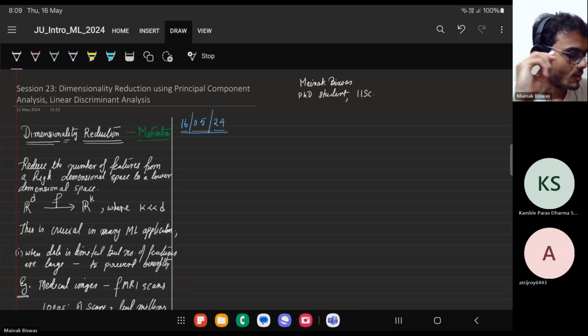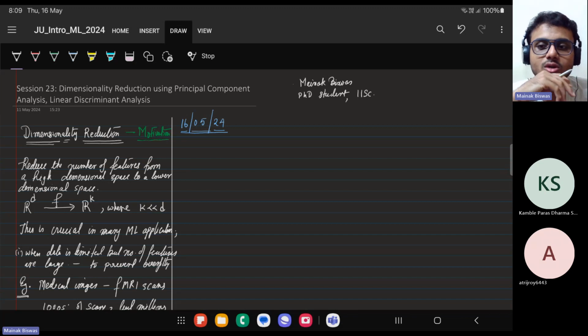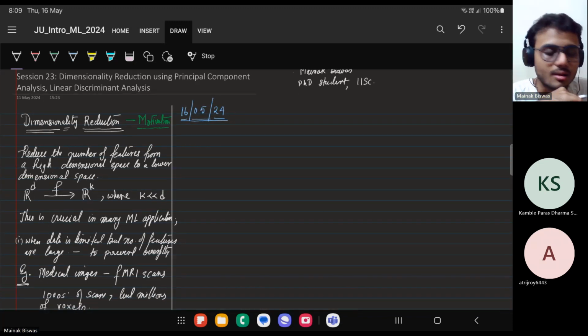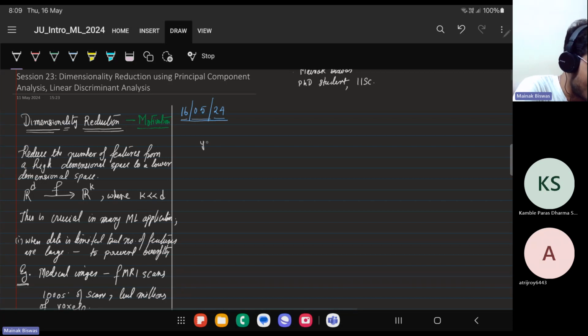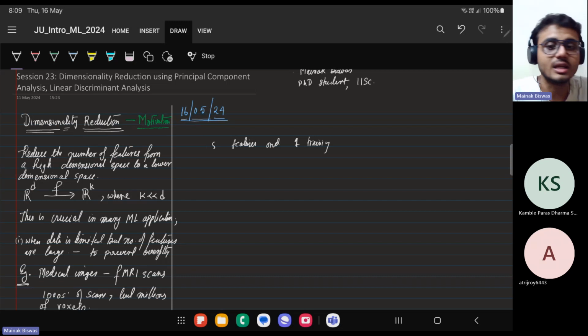Okay, so what I'll try today is to talk about a topic called dimensionality reduction. So why? This has a very nice motivation that you can think about. When you have a large number of features, say 1,000 features, and only, I'm just contriving an example, say 10 features or 5 features and one training example.